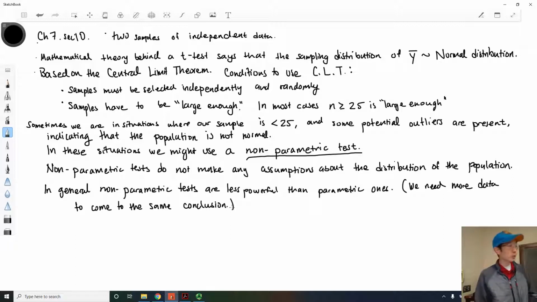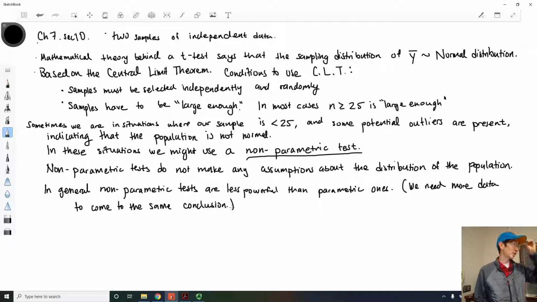But you'll want to use a non-parametric test when it's not safe to make these assumptions. It's nice mathematically, the central limit theorem is really handy, when we can say the sampling distribution of y bar follows a normal distribution. That's a really nice assumption that we can make, but sometimes it's not true.